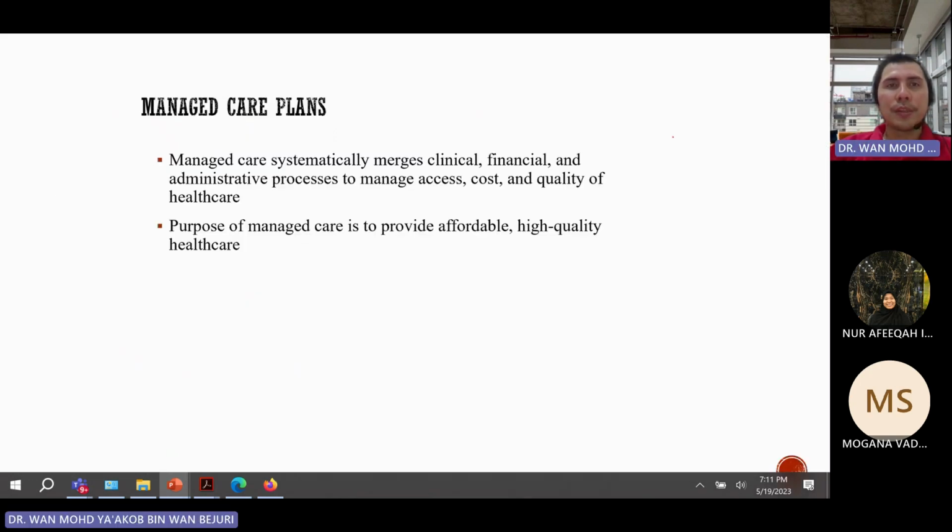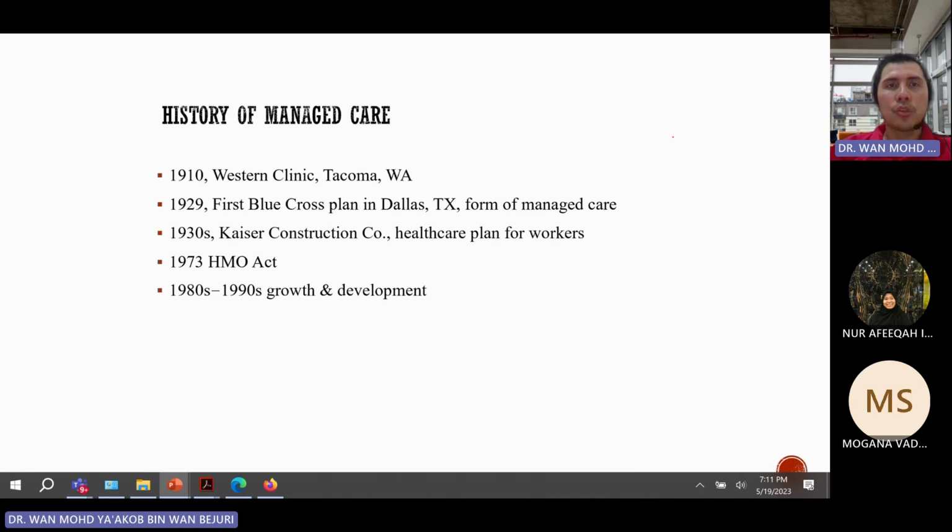Managed care plans. Basically, managed care systematically merges clinical, financial and administrative processes to manage access, cost and quality of healthcare. The purpose is to provide affordable, high quality healthcare. This is the history of managed care, starting from 1910 with the Western Clinic. Then we have the first Blue Cross plan in Dallas, the Kaiser Construction Healthcare Plan for workers, and after that the HMO Act, followed by growth and development.